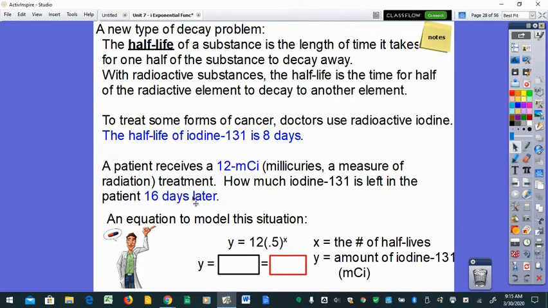In this particular case, we want to know 16 days. That does not make x 16. Because a half-life is 8 days. So 8 days is sort of like 1 unit of time. So 16 would be 2 half-lives. 16 divided by 8 would give us 2 half-lives. So we would now pick up our calculator, take 12 times 0.5, raise it to the second power, and you would see that there would be 3 millicuries left in the patient after 16 days.